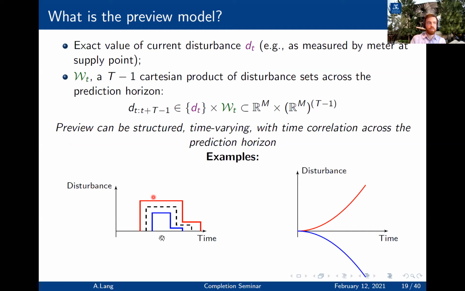So for example, on the left here, we could have the uncertainty set described as any disturbance between the red and the blue, where you might have some correlation between when the disturbance goes on and when the disturbance goes off. Or a second example on the right here is you might have almost no uncertainty in the immediate or near future, and then further into the prediction horizon, the uncertainty gets much larger.